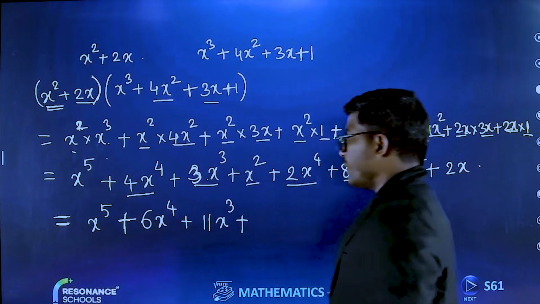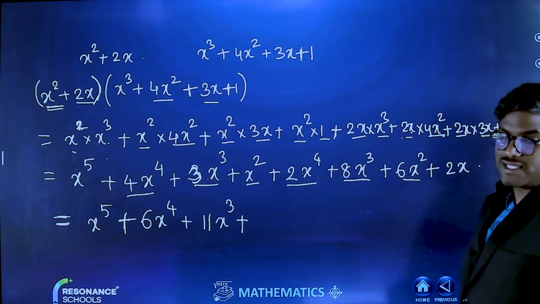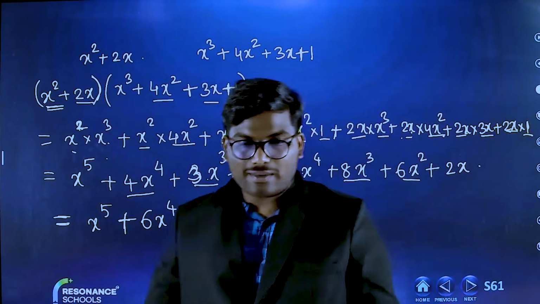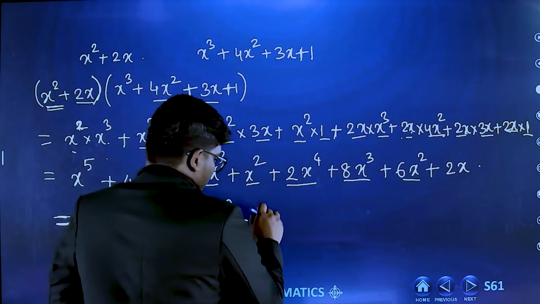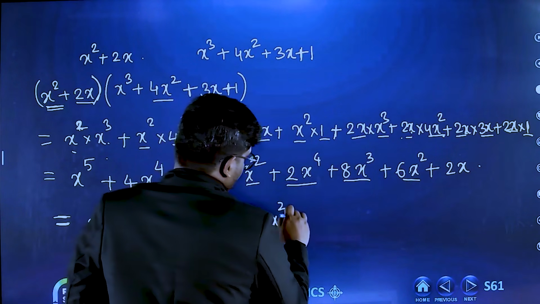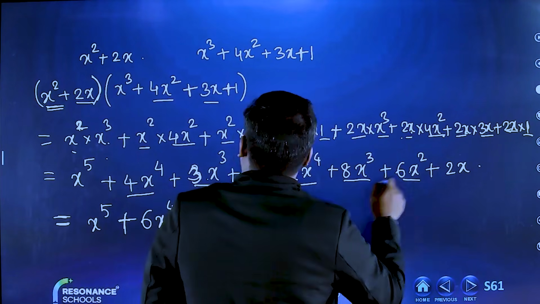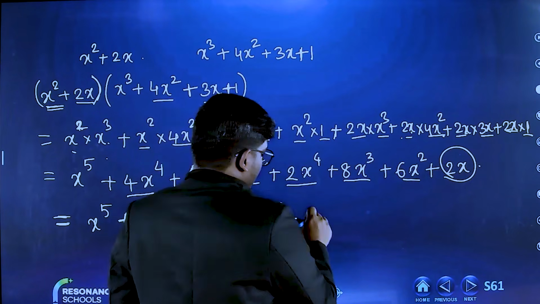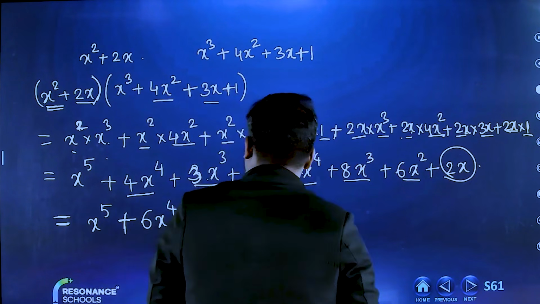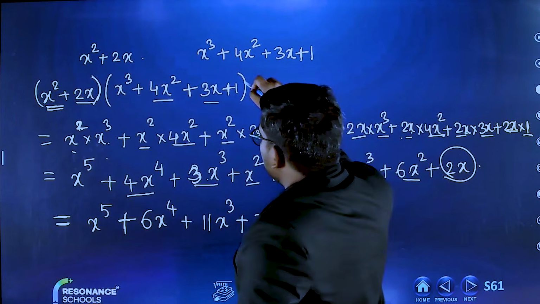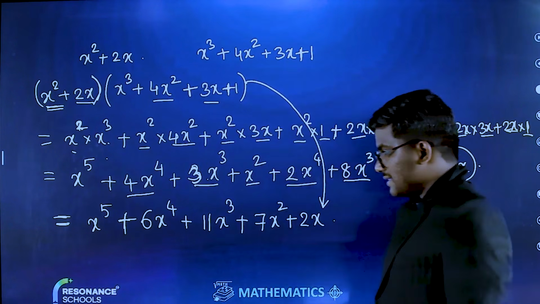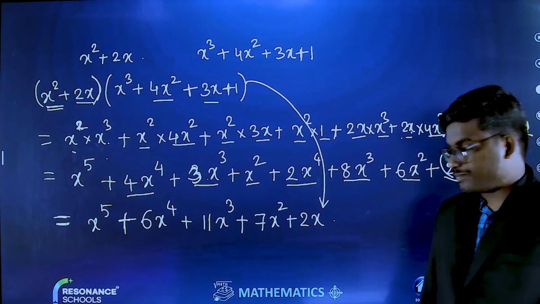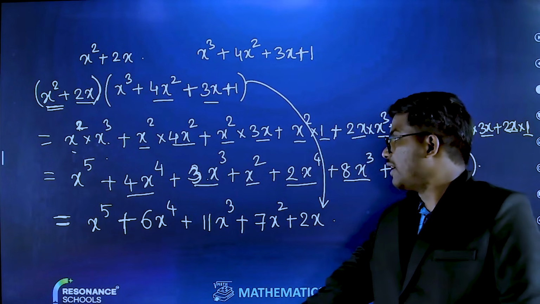There is an x square. There is a 6x square. 1x square and 6x square. So 1 plus 6 is 7x square. And finally there is only one x to the power 1 term. So it will be 2x as it is. So if we multiply both of these polynomials, our resulting polynomial expression would be this. Alright.